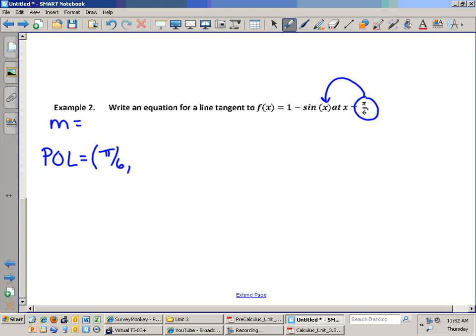So I'm working in radians in this situation. If we plug in pi over 6, we get 1 minus the sine of pi over 6. If you look at that trig sheet that I gave you yesterday, or if you just try sine of pi over 6 on your calculator, you'll realize that the sine of pi over 6 is 1/2. So 1 minus 1/2 is 1/2. So we have two coordinates, pi over 6 and 1 over 2. X and y coordinate taken care of. Everybody with me? Now we need a slope. How would we find a slope?